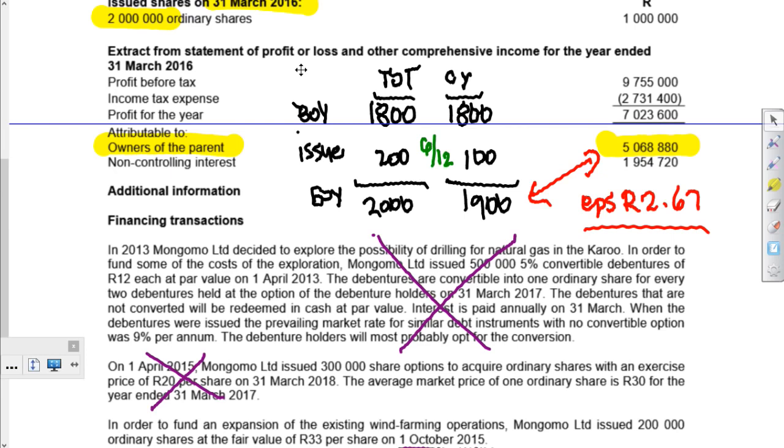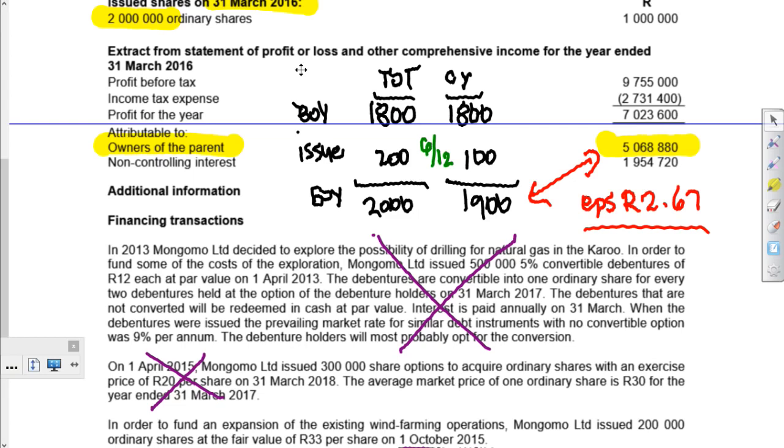And then students get confused when it's not, and they use the wrong number. So we're working with number of shares, not rands. So we work with 2 million shares. We work backwards to 1,800 at beginning of year, and then we work down to 1,900 effective or weighted average number of shares. 5068880 divided by 1.9 million weighted average number of shares is 2 Rand 67.